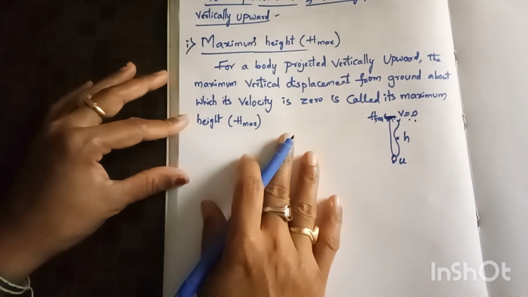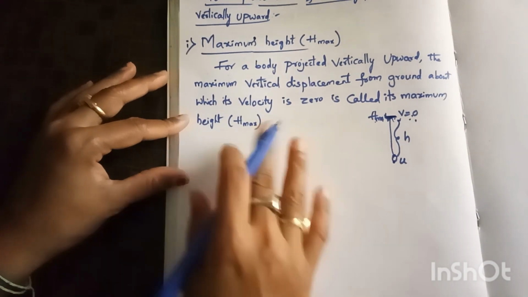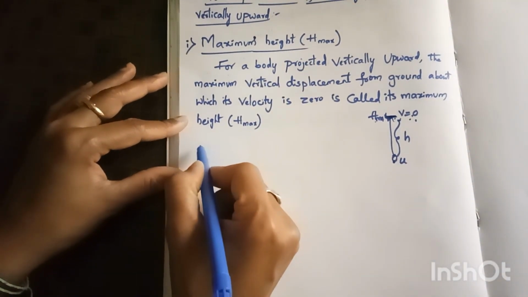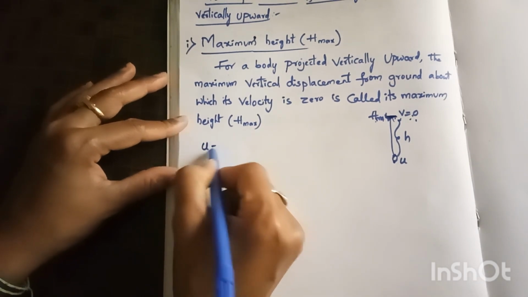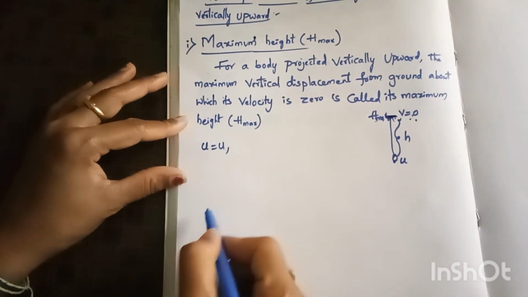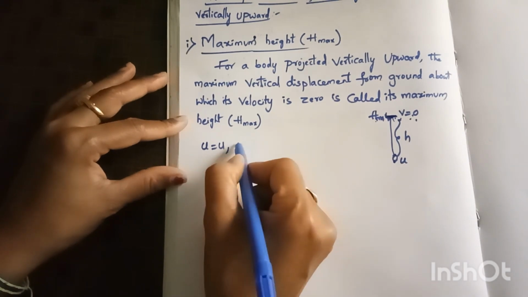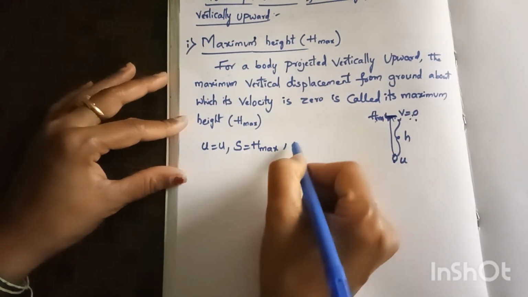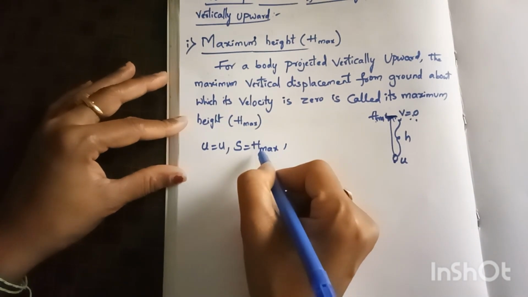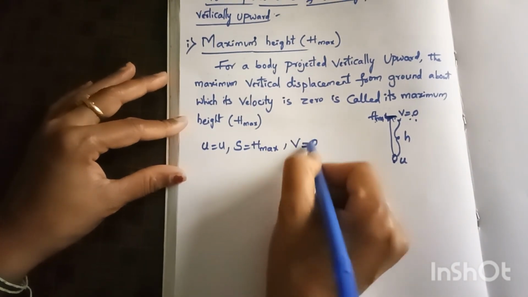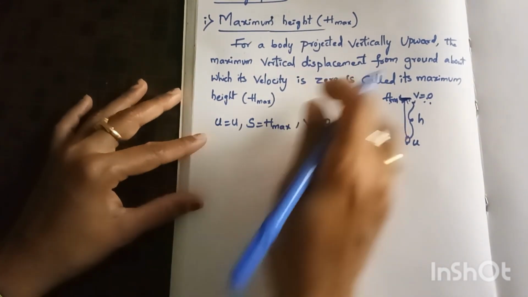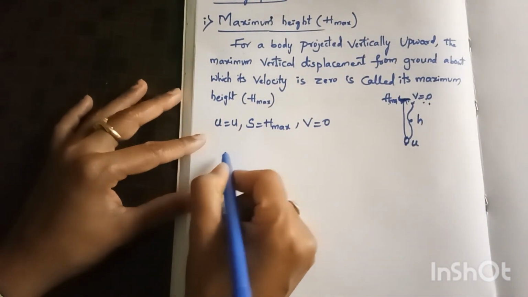We derive an expression, a formula, for the maximum height based on these terms. As we project with initial velocity u equals u, we get maximum height at maximum displacement, s equals H maximum, and H maximum is obtained when v equals 0. So which formula can we use to derive the maximum height?